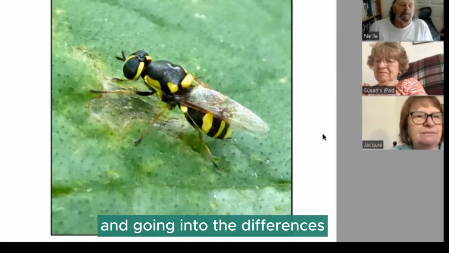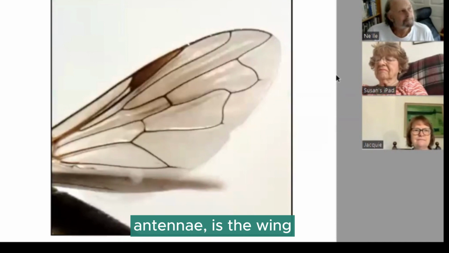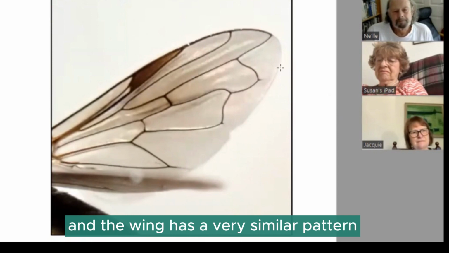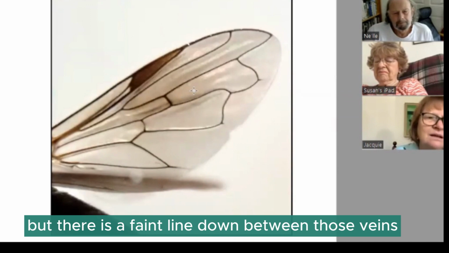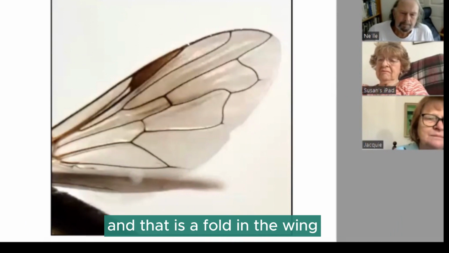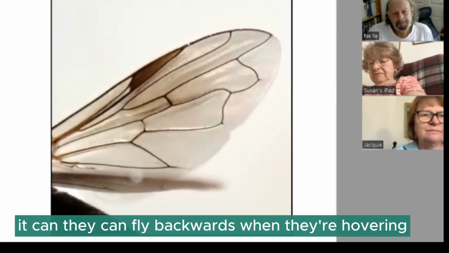And going into the differences, it gets very complicated, but the one identifying feature of a hoverfly, apart from antennae, is the wing. And the wing has a very similar pattern in all hoverflies. The veins don't go to the rear end of the wing. And right in the middle, it's not very clear, but there is a faint line down between those veins. And that is a fold in the wing, which means that it can hover in a way that bees and wasps can't hover. They can fly backwards when they're hovering, pretty much anything a helicopter can do, and a lot more.